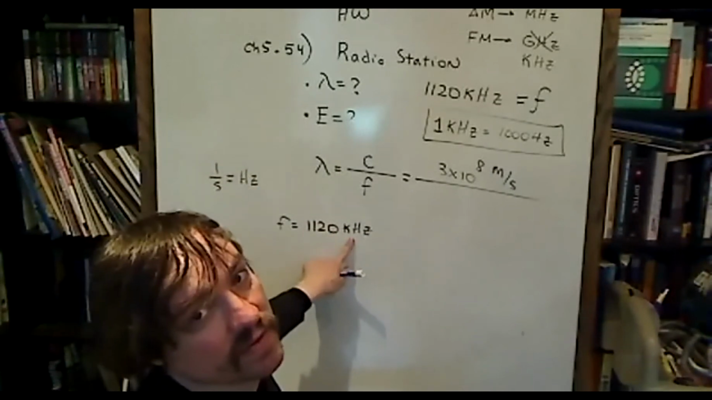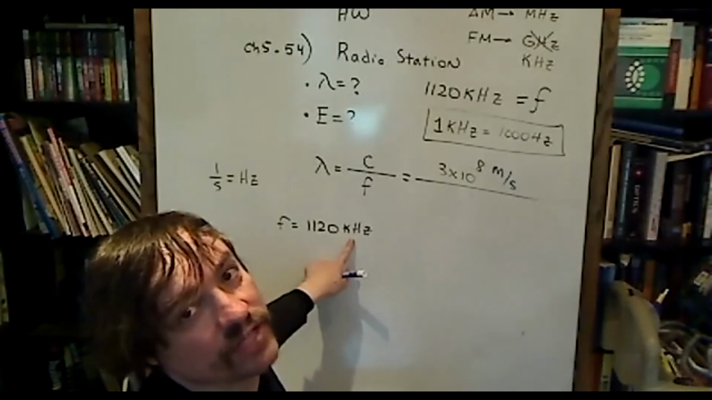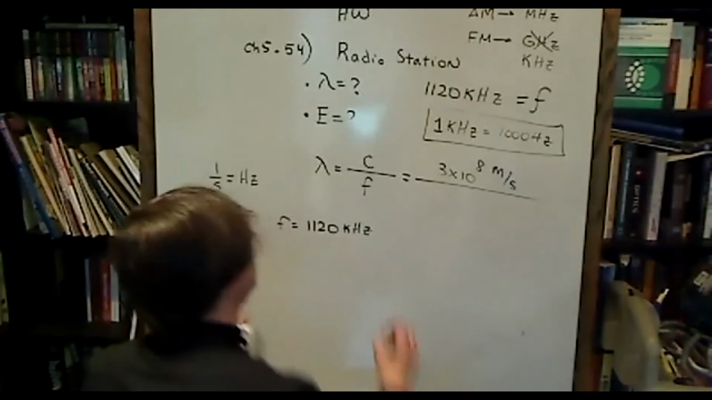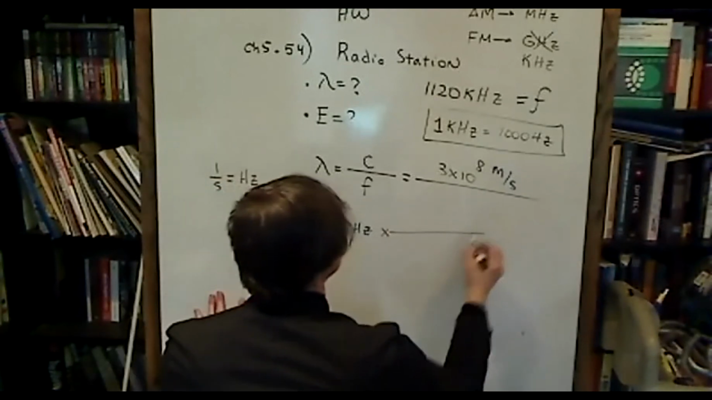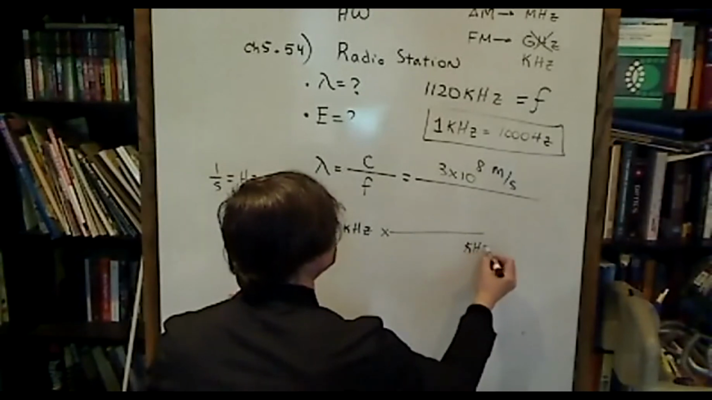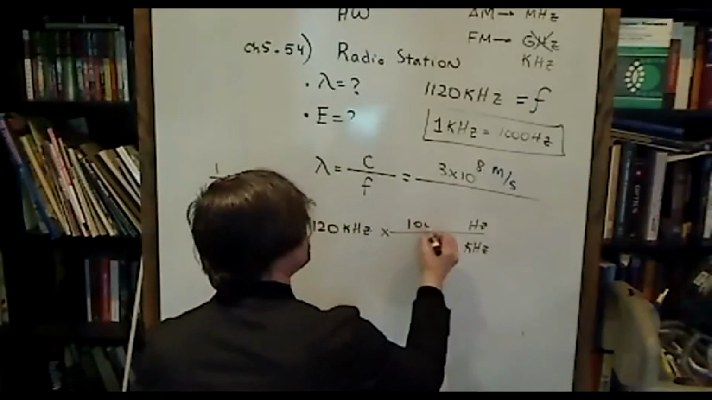Is that okay? What do you think, Laura? I see you shaking your head. So we have to change it into hertz. Okay, and how do I do that? Dimensional analysis. So you put kilohertz on the bottom and hertz on the top. Yep. And 1 kilohertz on the bottom equals 1,000 hertz.